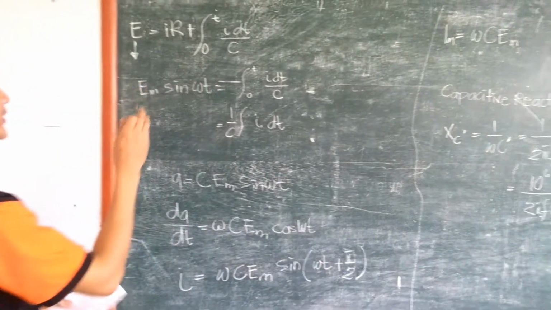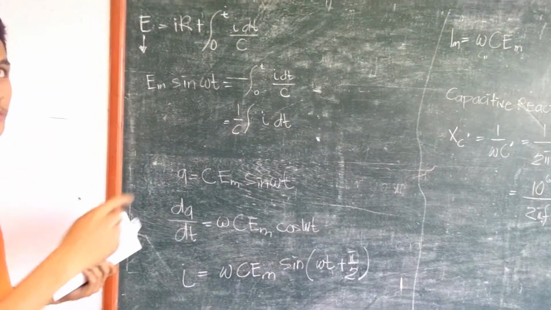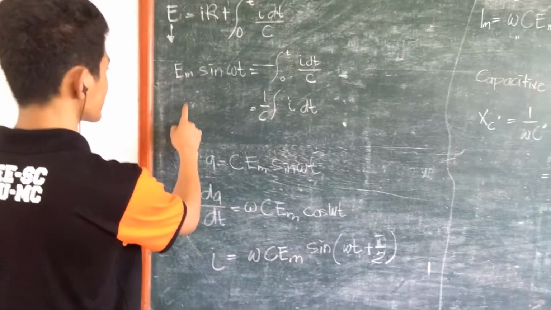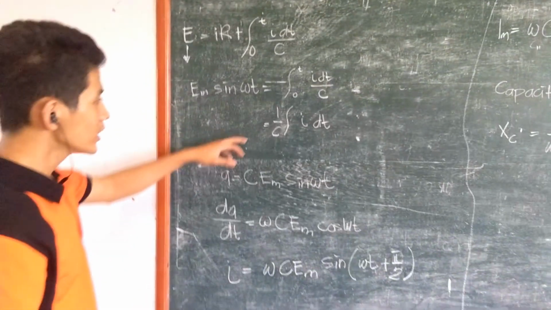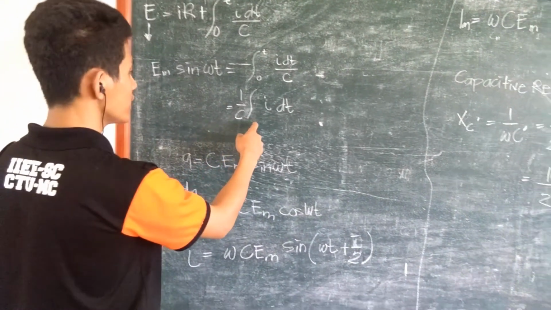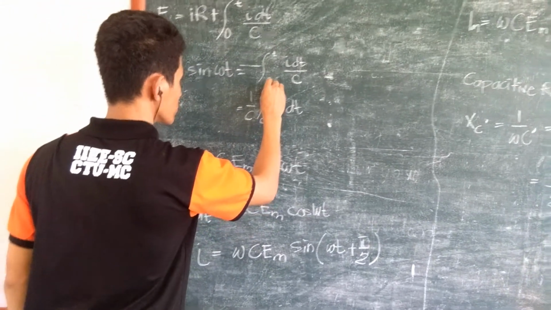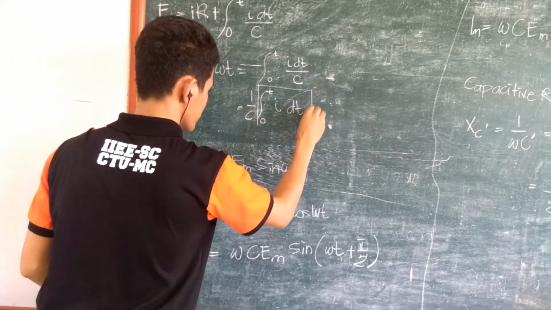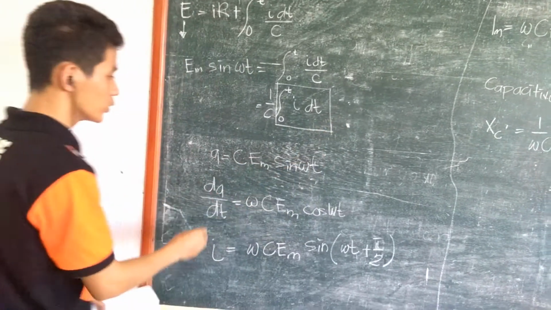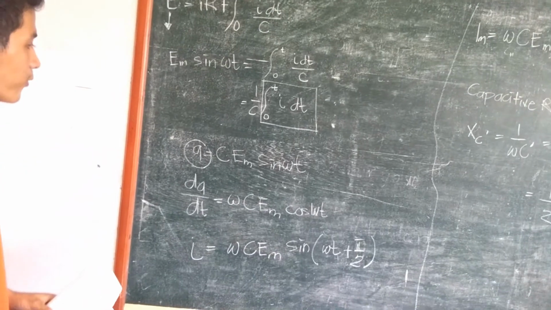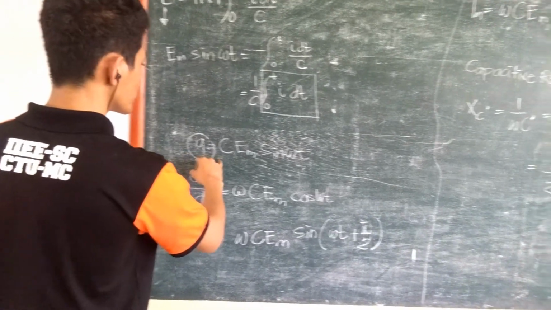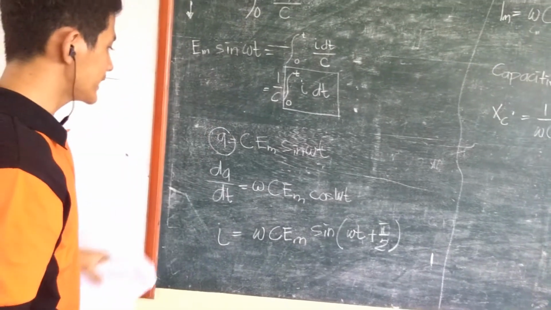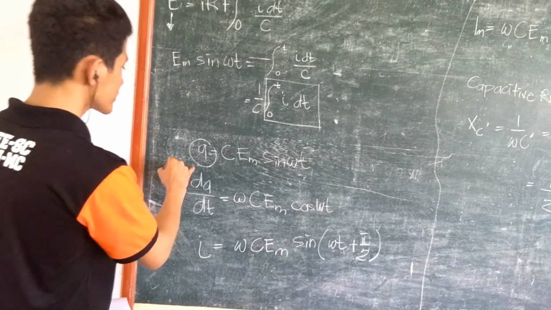Consider in here that the value of resistance is 0. So, I times 0 is equal to 0, so it was cancelled out already. It can also be written as E_m times sine omega t is equal to 1 over C times the integral of I dt from limit 0 to t. Now, if you recall, this integral is equal to charge. So therefore, charge is equal to C times the maximum value of voltage times sine omega t.